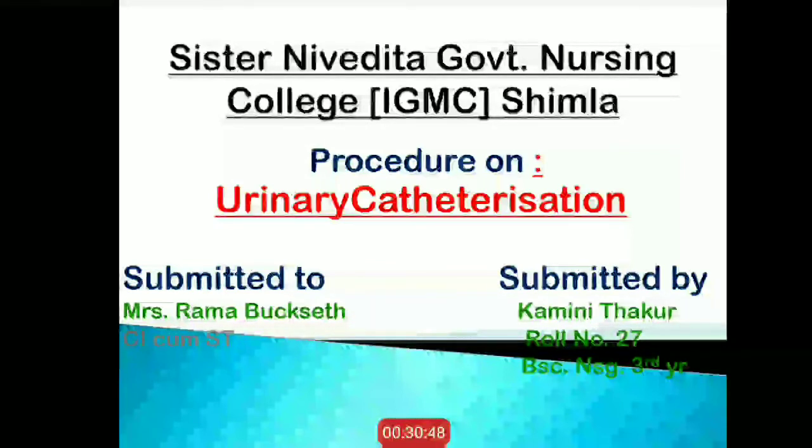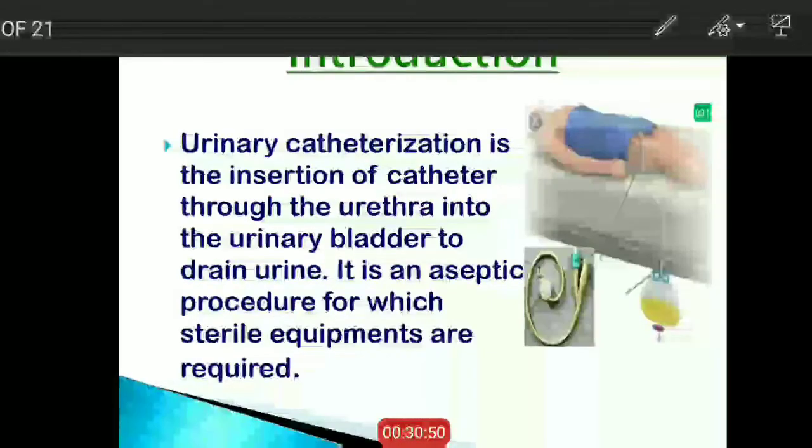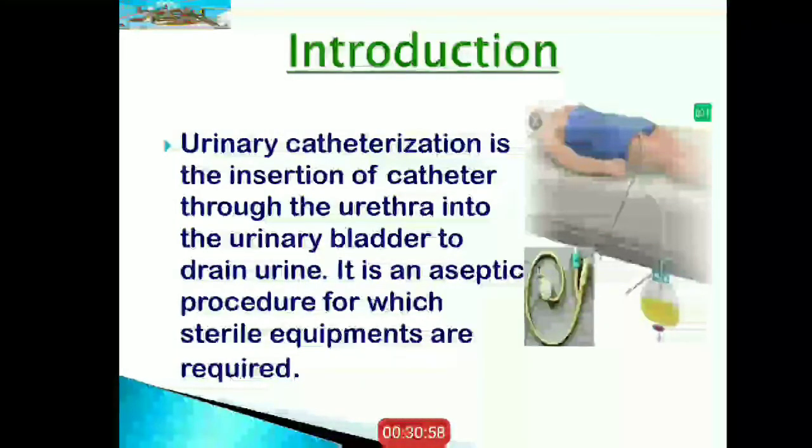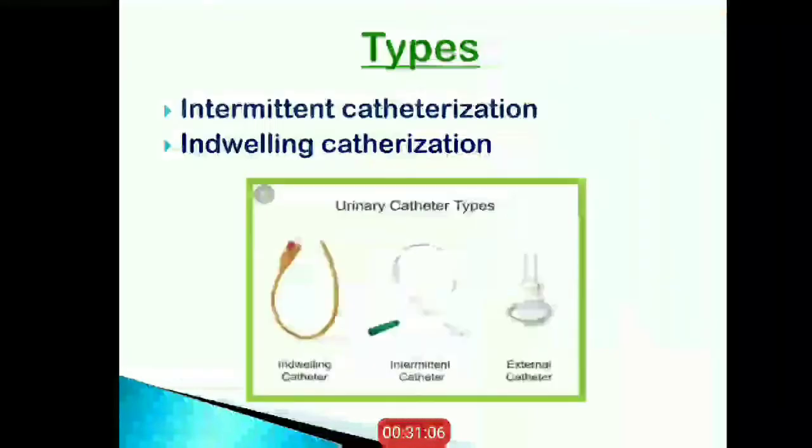So, let's start the procedure. First of all, introduction. Urinary catheterization is the insertion of catheter through the urethra into the urinary bladder to drain urine. It is an aseptic procedure for which sterile equipments are required.